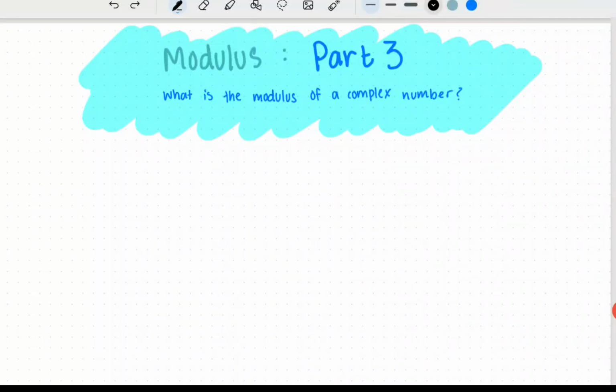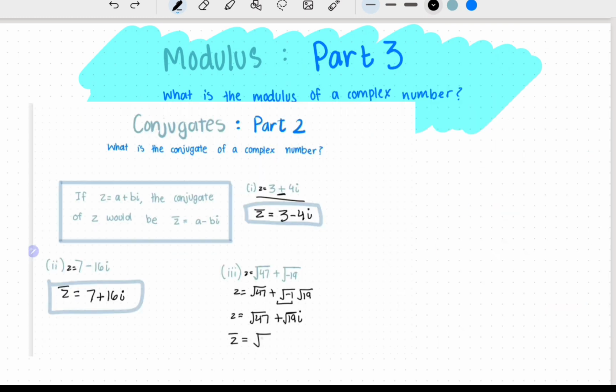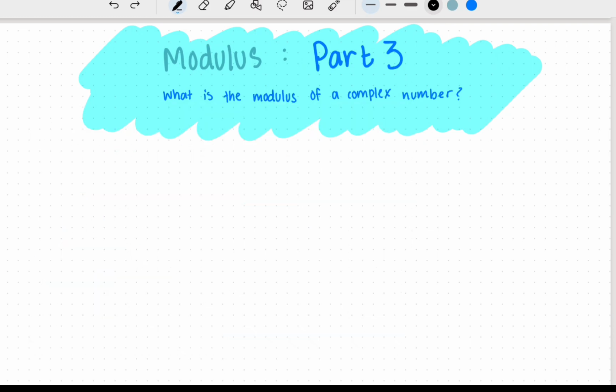Hey guys, today we're going to be taking a look at modulus, part 3: what is the modulus of a complex number? And hence the part 3, you're currently in the third video of my complex number series. In the first video we talked about what complex numbers are and their form. In the second video we talked about conjugates of a complex number, and in this video we're going to talk about the modulus of a complex number. So without further ado, let's get started.